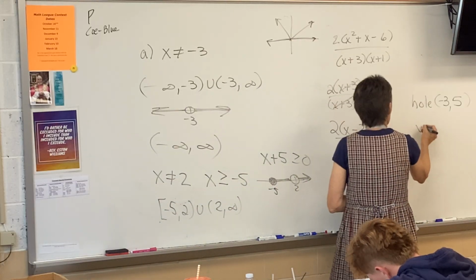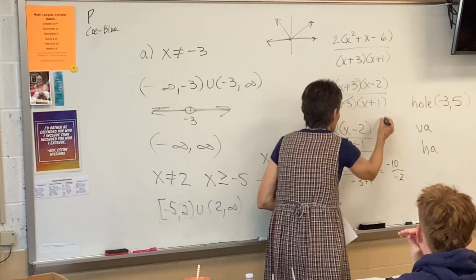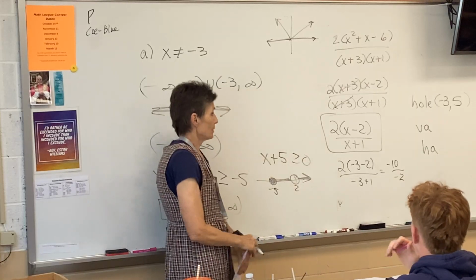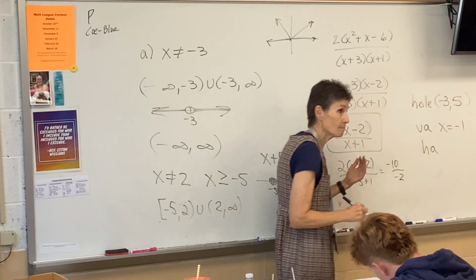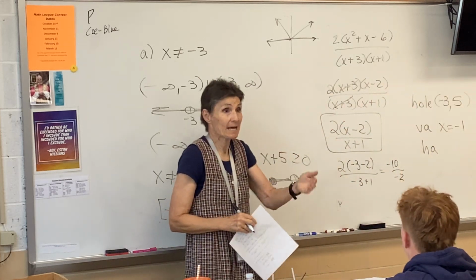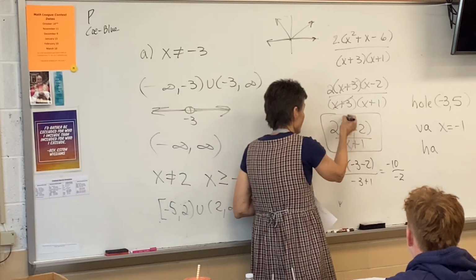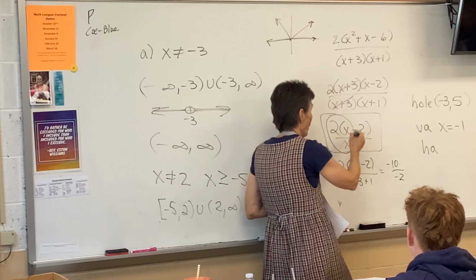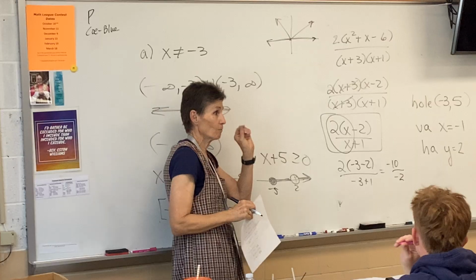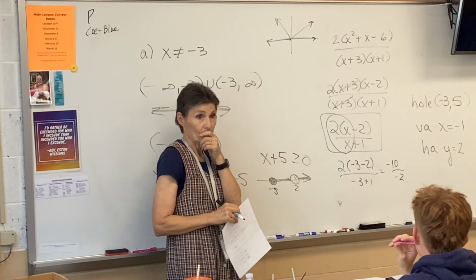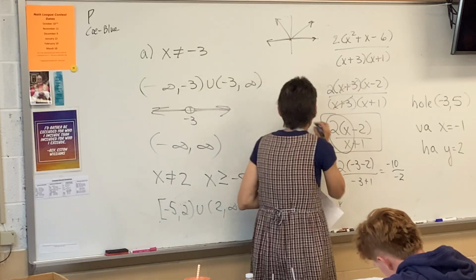Now, what about a vertical asymptote? Look at this right here, that's your problem. Your vertical asymptote is x equals -1, because x can't be -1, right? What about your horizontal? Y equals 2. Don't we have 2x over 1x? Right? And then your intercepts.